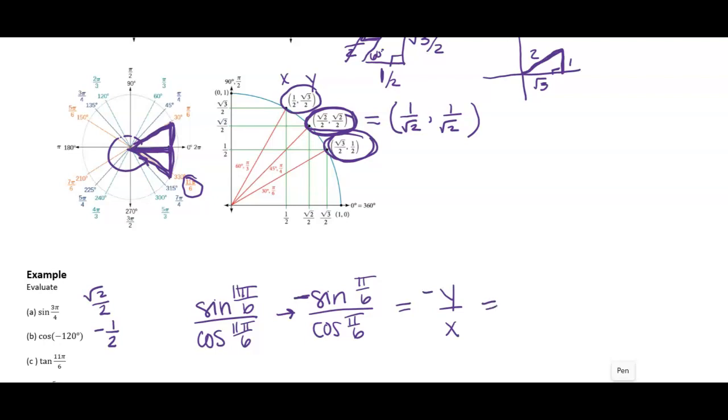All right, so we would then have -1/2 over √3 over 2. I would multiply by the reciprocal and get -1 over √3. If I wanted to rationalize the denominator, then I could get -√3 over 3.